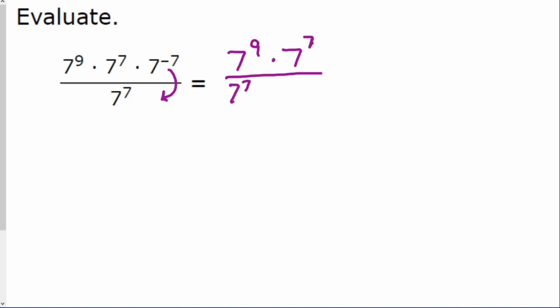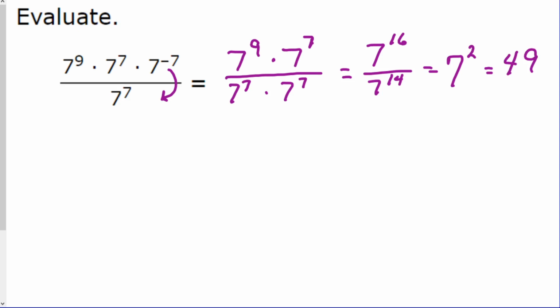7 to the 7th is already down here. We're moving this one down, so multiply 7 to the 7th. All right, everything is multiplied on top, everything is multiplied on the bottom. So on top, we can add the exponents. 9 and 7 is 16. On the bottom, we can add the exponents. 7 and 7 is 14. Right, the bases never change throughout this. So here we can subtract. We're dividing, so we can subtract the exponents. 16 minus 14 is 2. And 7 times 7, or 7 squared, is 49.